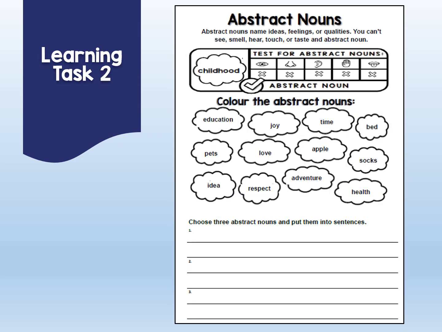Our second learning task is all about abstract nouns. Remember, they are the ones that you can't use your senses for. You can't see them, smell them, hear them, touch them, or taste them. You can just experience them. If you're working on the worksheet, you're just going to colour the abstract nouns in and then choose 3 of them and put them into sentences. If you're working on a piece of paper, just write out the abstract nouns and also choose 3 of them and put them into 3 sentences.